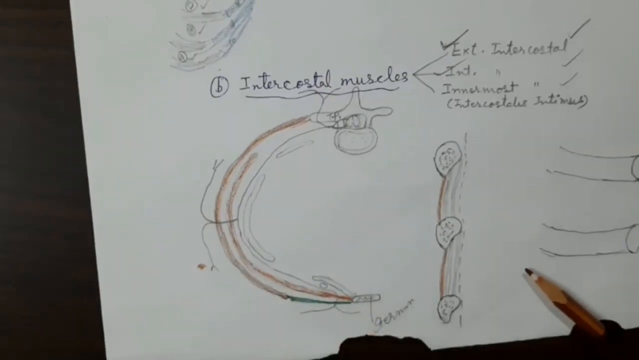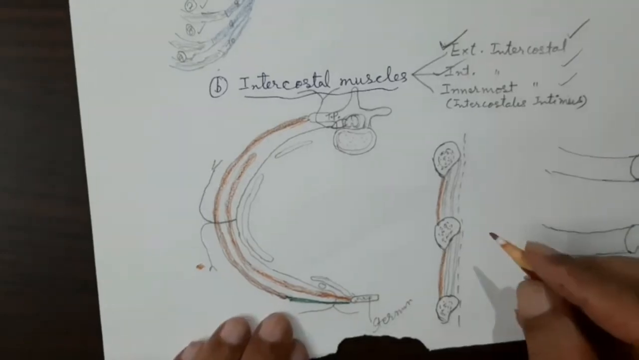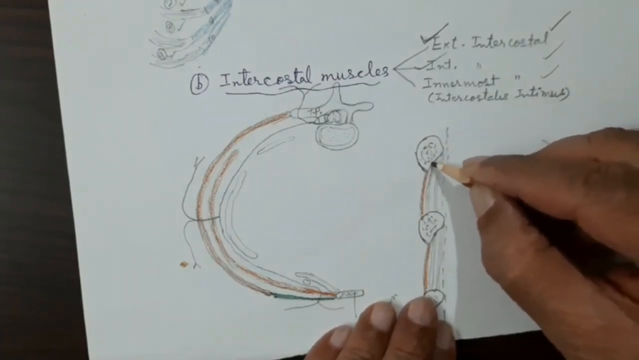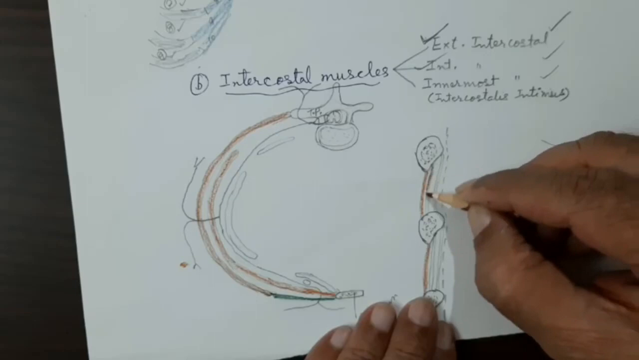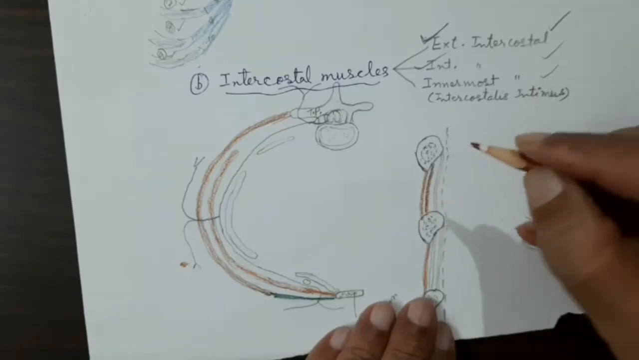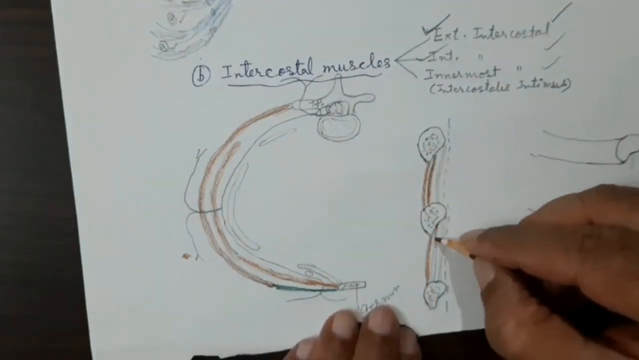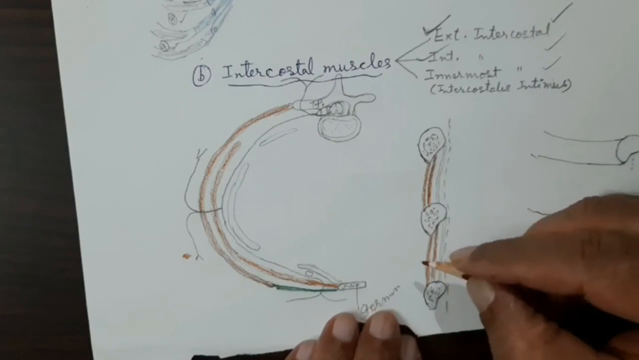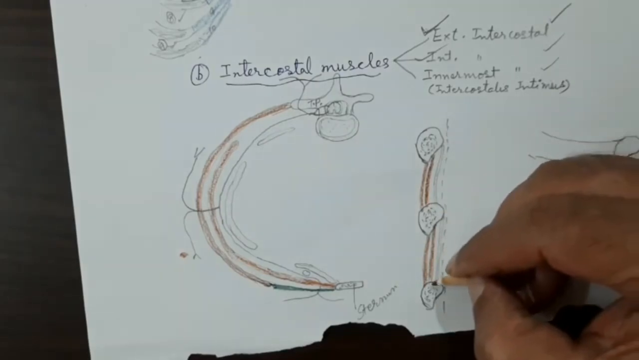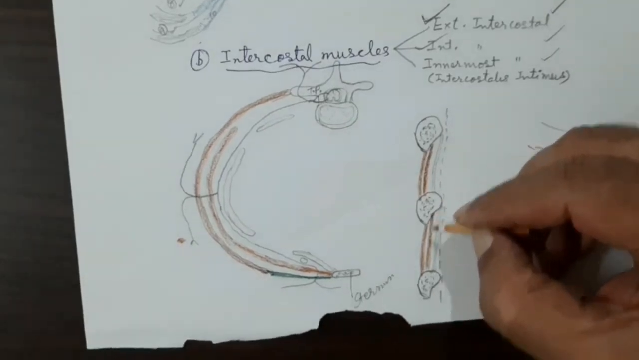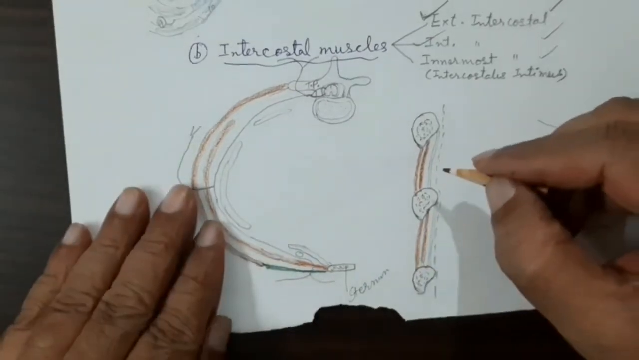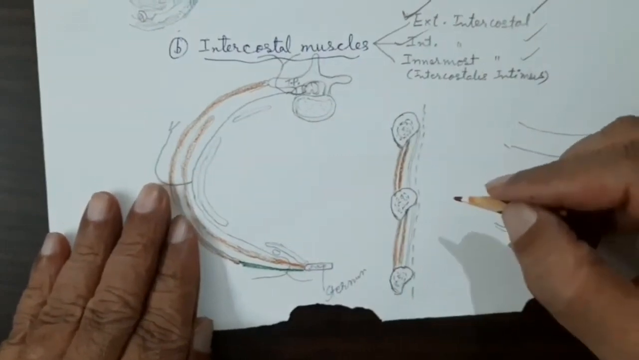Let us see its origin. This muscle arises from the floor of the costal groove. The costal groove is present in every rib near its inferior border. This is called the costal groove. In this space also I am drawing. So from the costal groove of the upper rib it goes up to the lower rib in the intercostal space. So this is the internal intercostal.